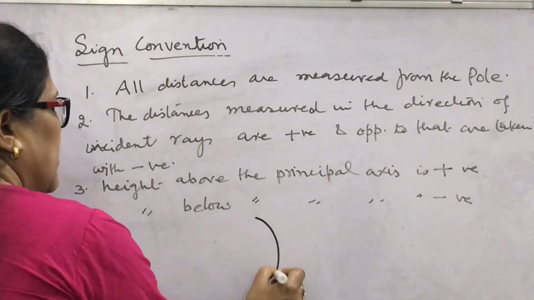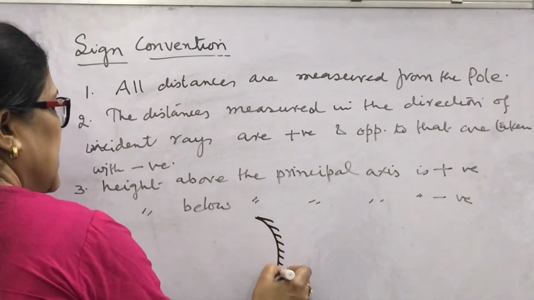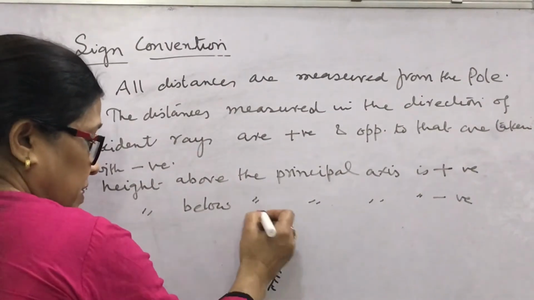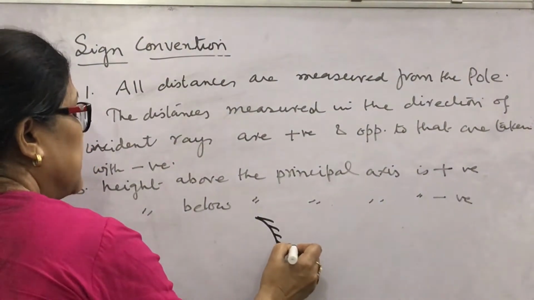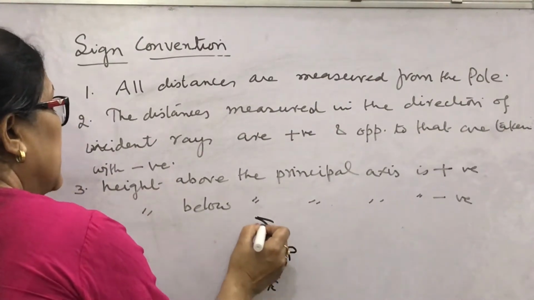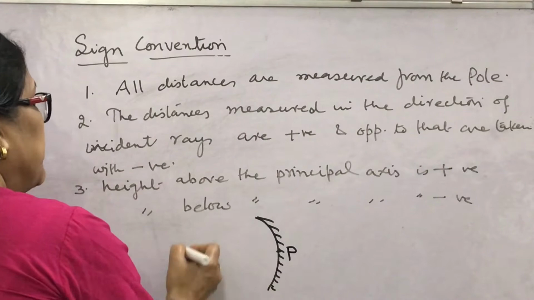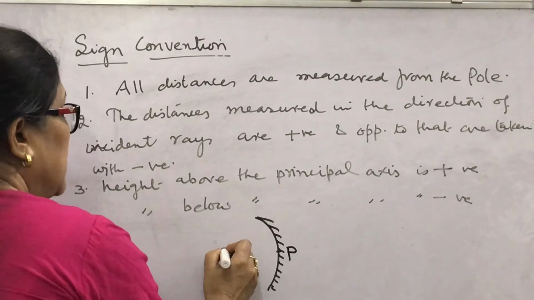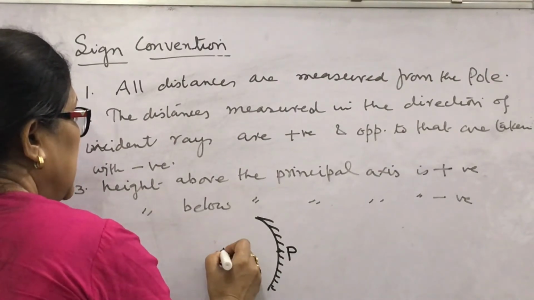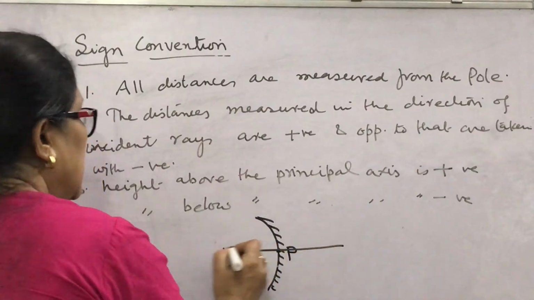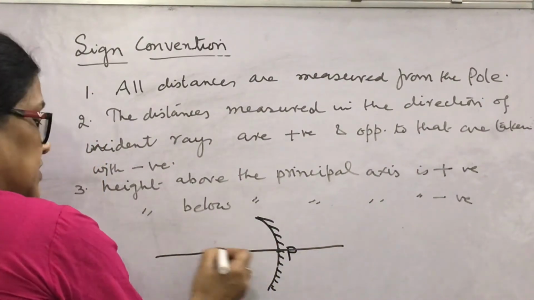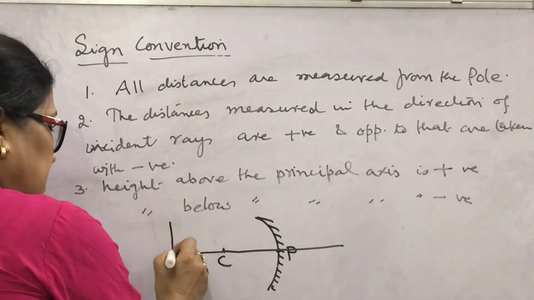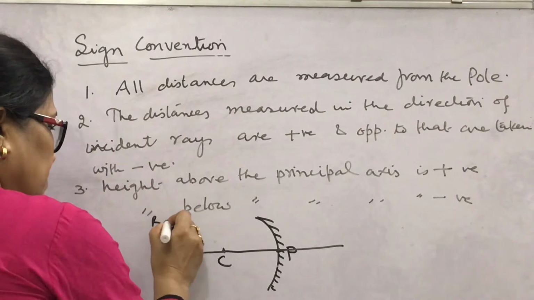Suppose this is a concave mirror. This point is the center of the mirror, the pole, the midpoint. The mirror is a part of a glass sphere, and the center of that sphere is called the center of curvature, C. The line passing through the center of curvature is called the principal axis. If you place the object here, suppose this is the object AB.